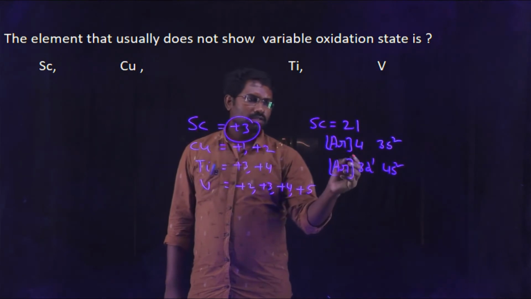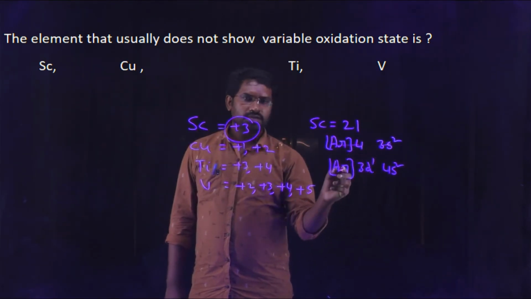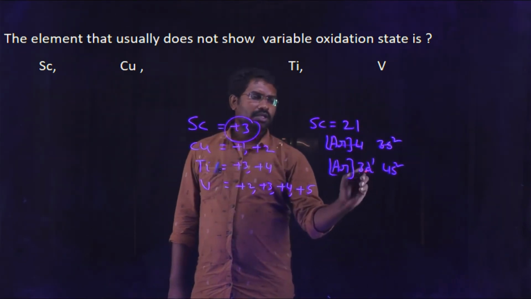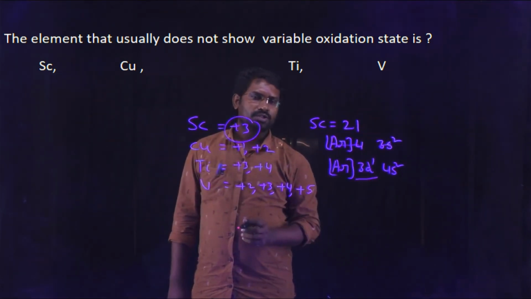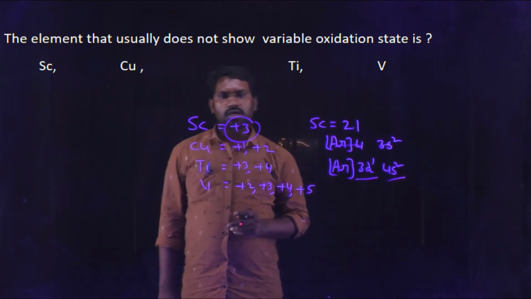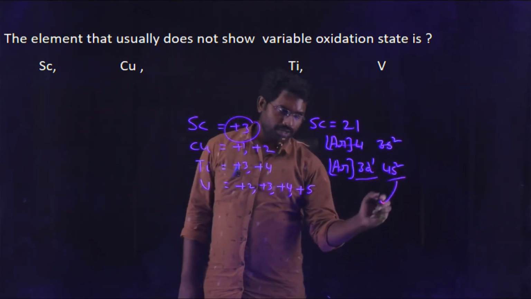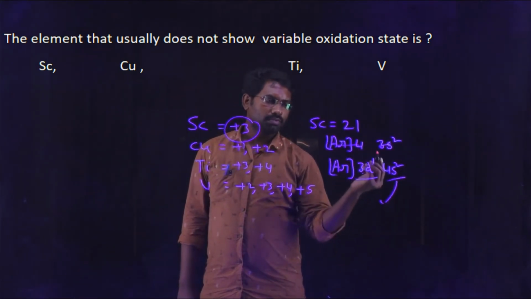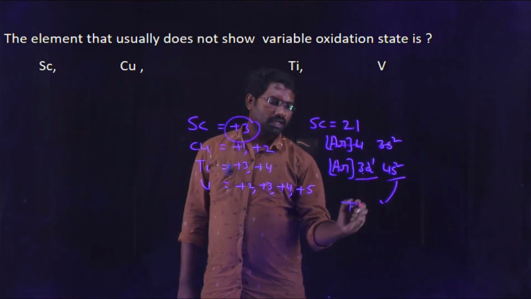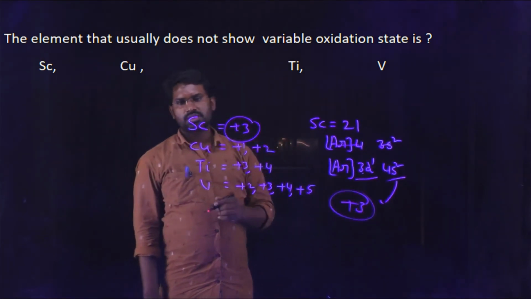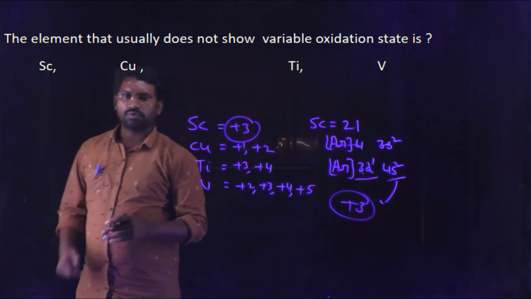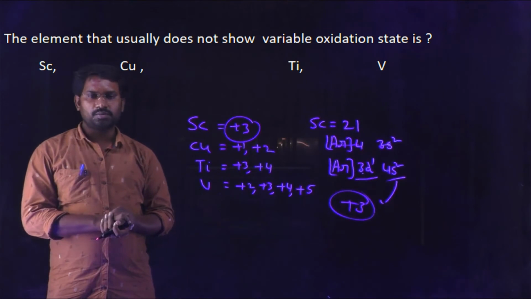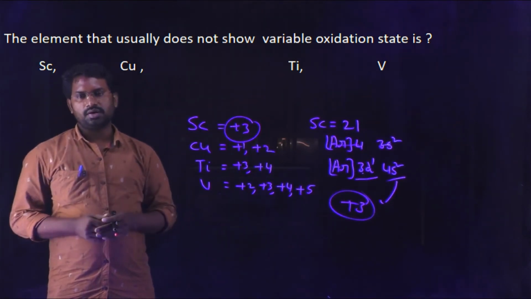Argon means 18, 20, 21. So in the 3d orbital only one unpaired electron is present. In the 4s orbital, 2 electrons are present. These are easily ionized. Therefore, losing 3 electrons, 1 from 3d and 2 from 4s, scandium exhibits only +3 oxidation state. Therefore, among the 4 transition elements, scandium does not show any variable oxidation state, based on its electronic configuration.